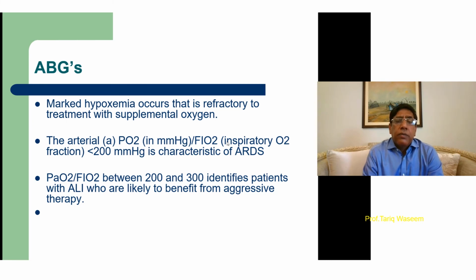Now, a ratio between 200 and 300 suggests that the patient has acute lung injury, and they are the ones who are likely to benefit from aggressive therapy, and those with a further reduction would definitely have a poor outcome.